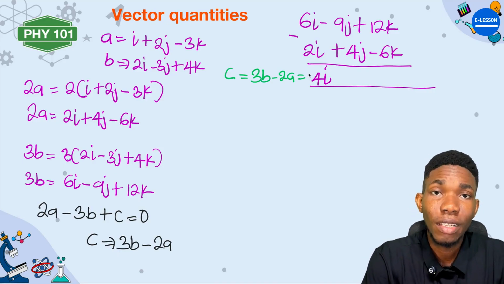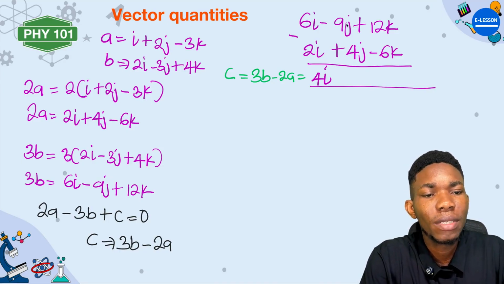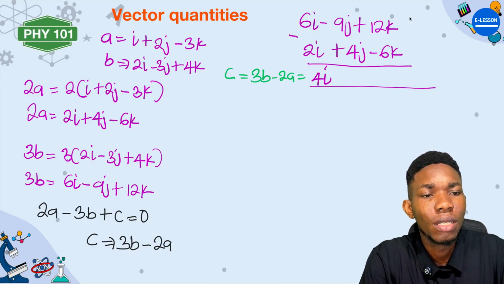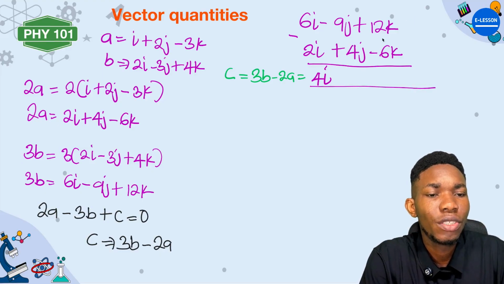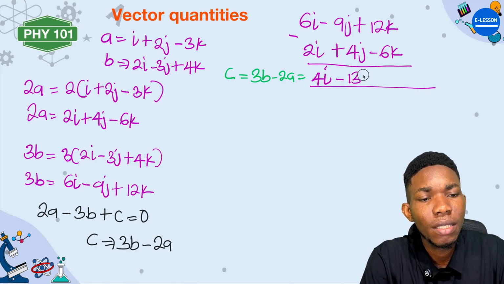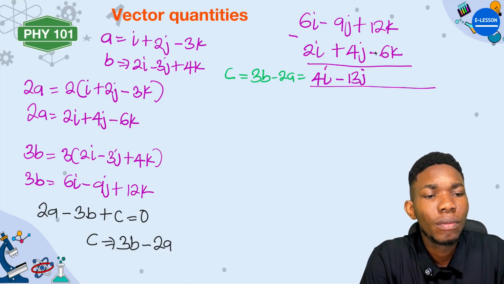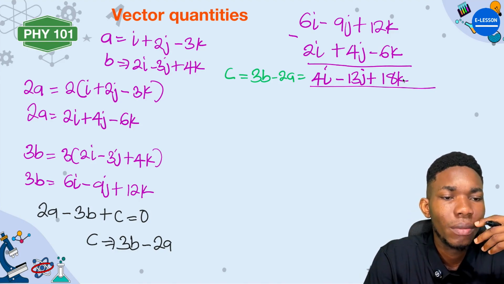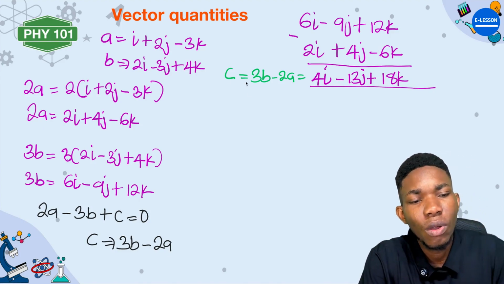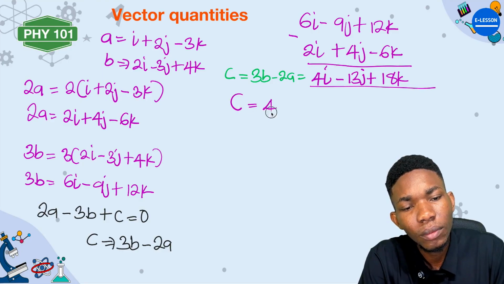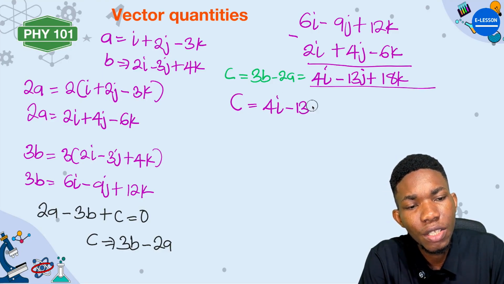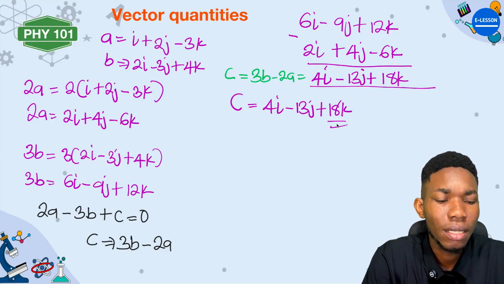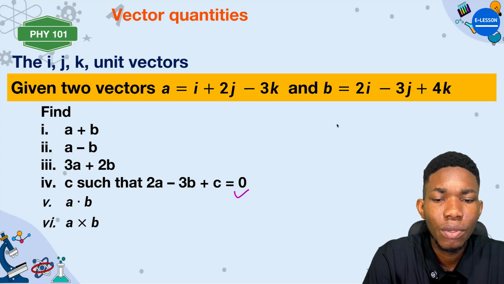Is that okay? Now, minus 9j minus 4j, which will give us minus 13j. 12 minus minus 6, which is 12 plus 6, that will give us plus 18k, because 12 plus 6 will give us 18. So our c, which is 4i minus 13j plus 18k, that is our c. Is that okay? It's a very simple question.